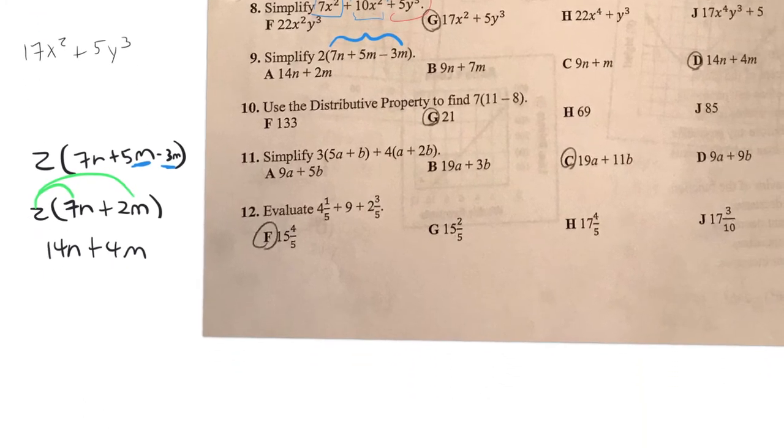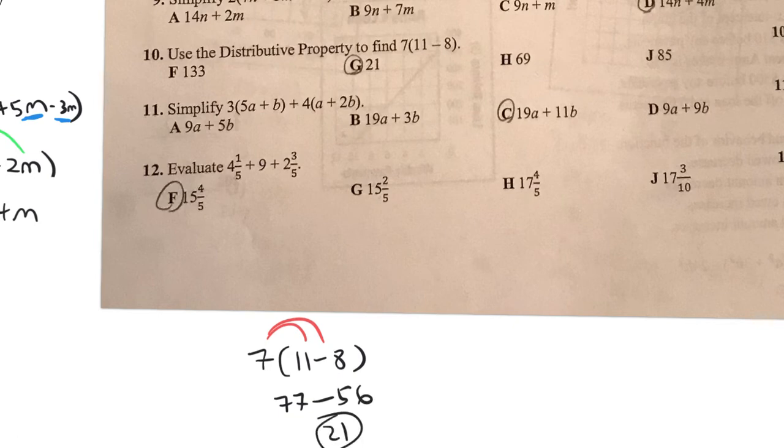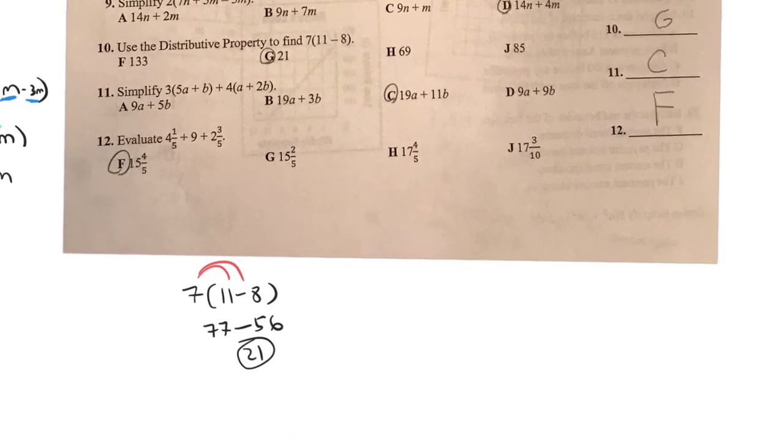Problem number 10. Use the distributive property to find that. Okay, they specifically say use the distributive property. Distributive property means take this and multiply it into the parentheses. 7 times 11 is 77. 7 times negative 8 is negative 56. 77 minus 56, well, that's going to be 1, that's going to be a 2, and it's 21.